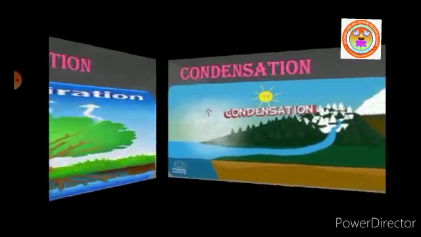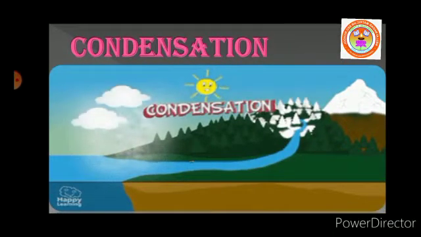Next, let us see condensation. It refers to the process in which the gaseous form of water changes into liquid form. Condensation generally occurs in the atmosphere when warm air rises, cools and loses its capacity to hold water vapor. As a result, excess water vapor condenses to form cloud droplets. Condensation is responsible for the formation of clouds.